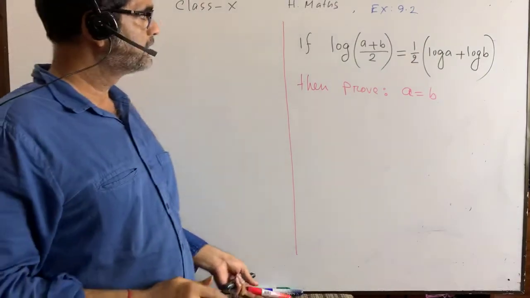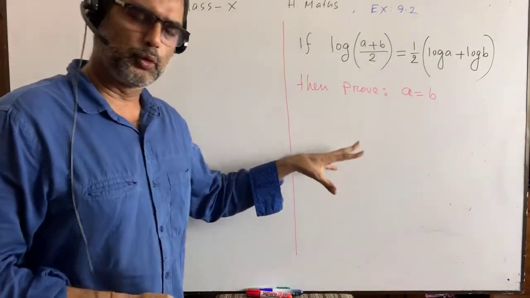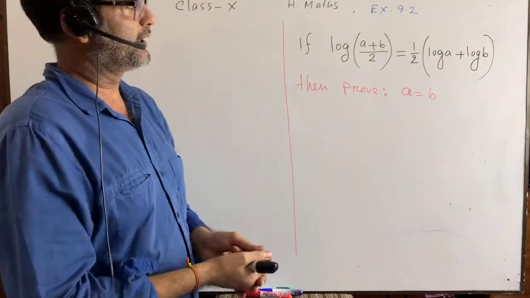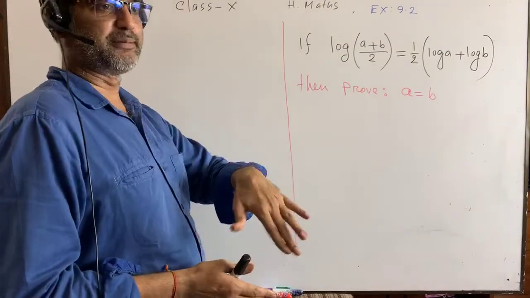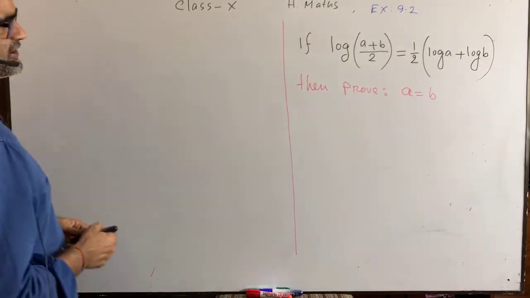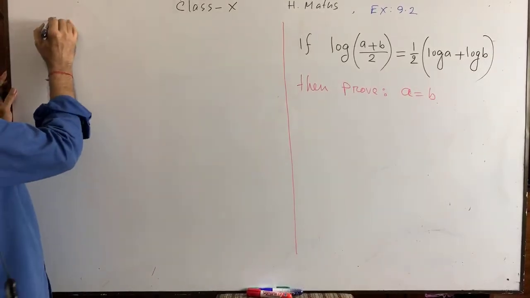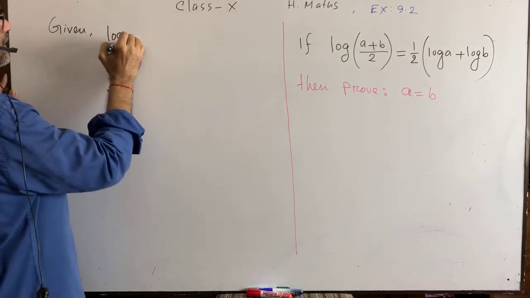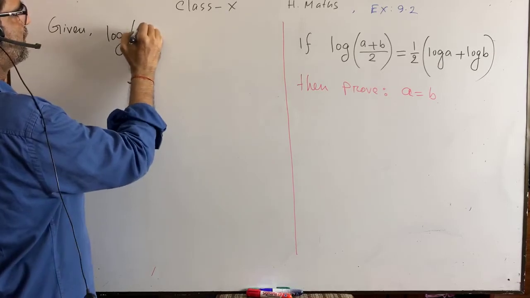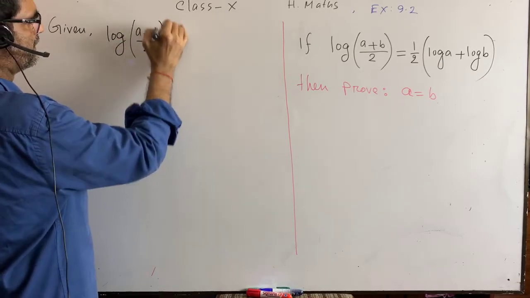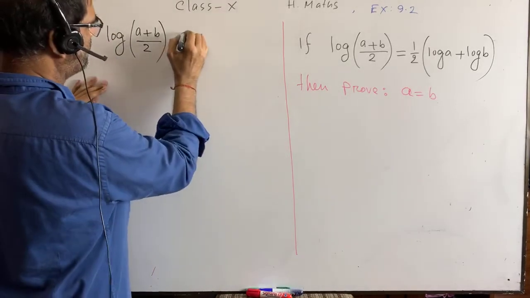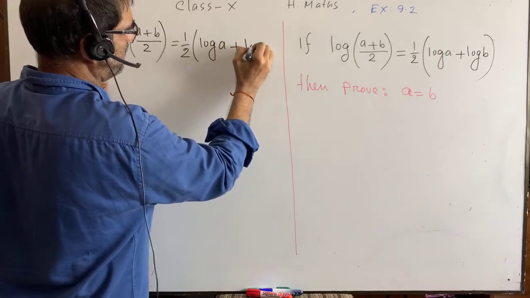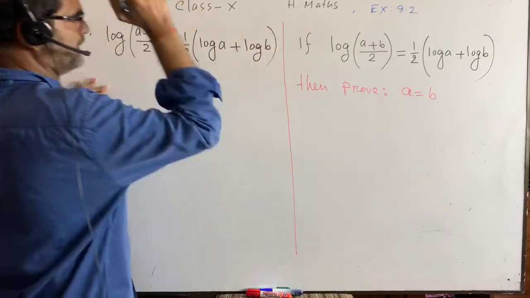Can you do this? Actually, this type of math is given in the book, right? But what I am going to show you today is a little bit tricky. Just after doing 1 or 2 lines, you will get the original math of the book. Okay, what is given? Write down. Its solution is that given log of a plus b by 2 is equal to half of log a plus log b. It is given in the question.